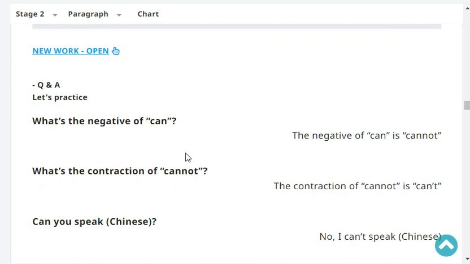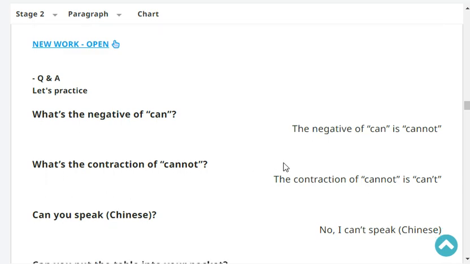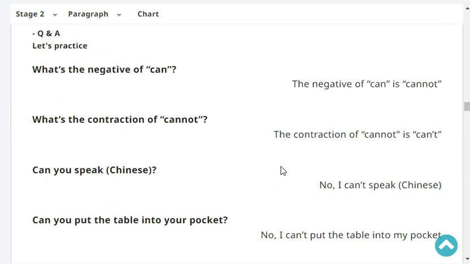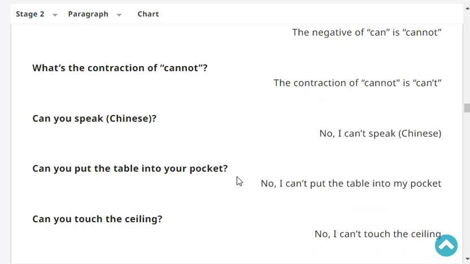What's the negative of can? The negative is cannot. What's the contraction of cannot? The contraction of cannot is can't. Can you speak Chinese? Yes or no? No, I can't speak Chinese.